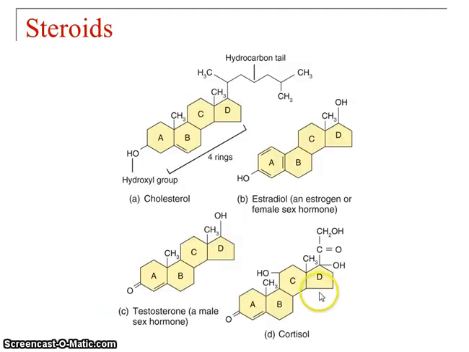Then you've got steroids. These are all derivatives of cholesterol. Instead of being long chain fats, they're ring structured. Examples of those would be hormones. So testosterone, estrogen, sex hormones, and then cortisol, like glucocorticosteroids, like stress hormones.